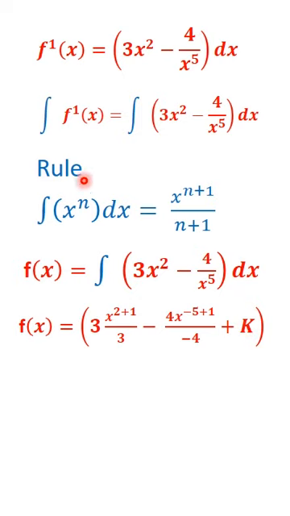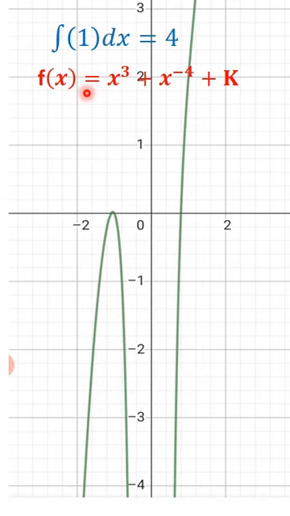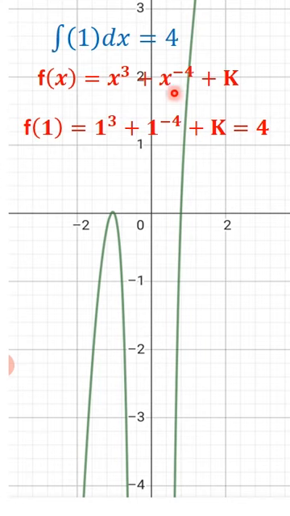If we now apply the condition given to us, we can find the value of the constant k to know what the curve is. So let's apply the condition that at point s equals 1, the function has a value of 4. Let's substitute. Anywhere you see s, you have to replace it with 1. So s raised to power 3 is the same thing as 1 raised to power 3. s raised to power negative 4 is the same thing as 1 raised to power negative 4. Then when you simplify, the left-hand side should give you 4.